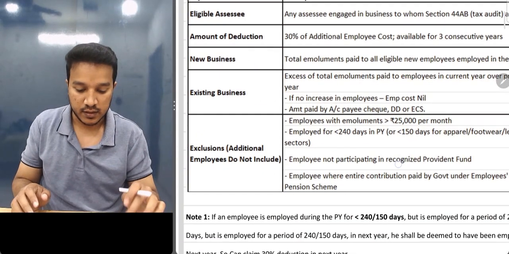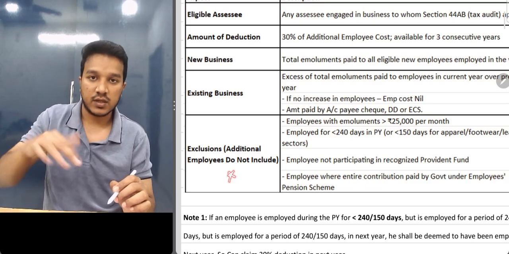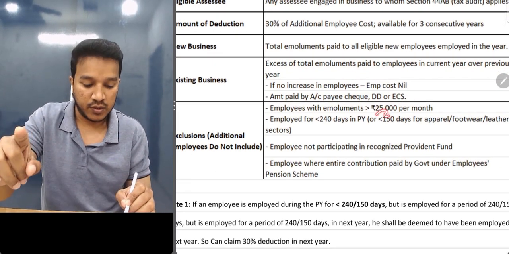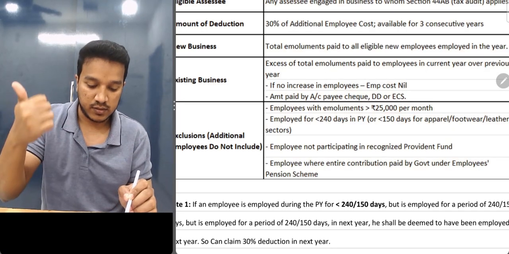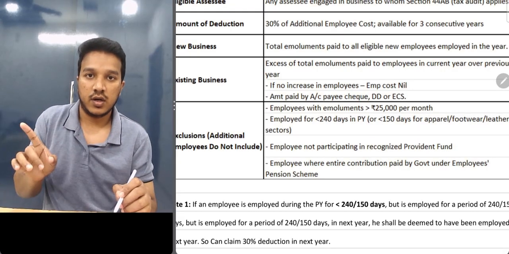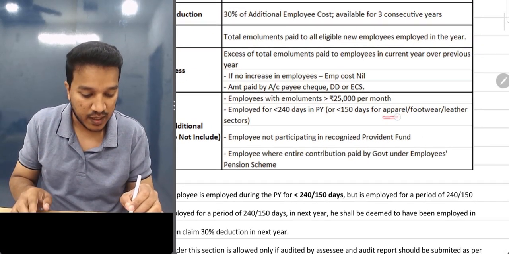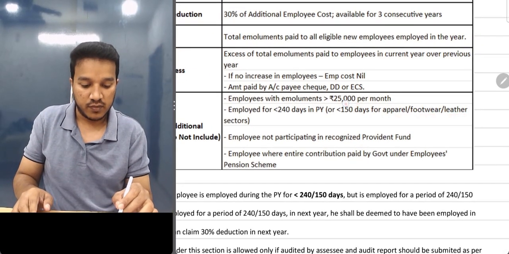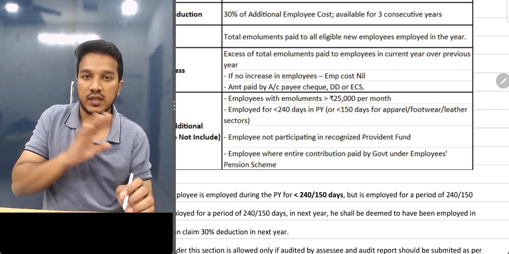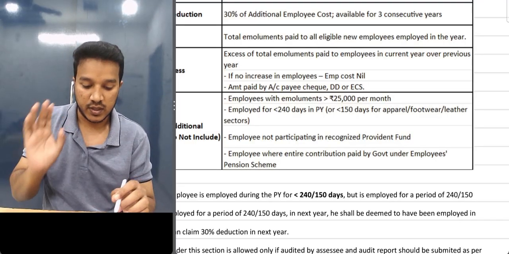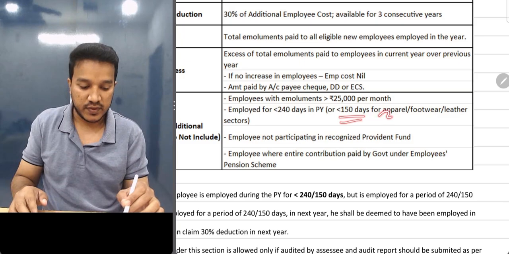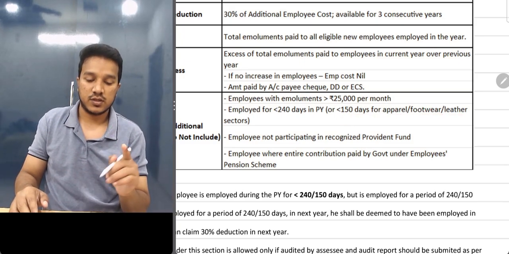Now what do you mean by eligibility? See, this is the most important. There are very good chances of questions coming from here, so listen carefully. If an employee's salary is more than 25,000, not eligible under this section. If they stay in the company for less than 240 days in the previous year, not eligible. For businesses like apparel, footwear and leather, the number of days falls short to 150 days. If they are in the company for less than 150 days, then they are not eligible for 80JJAA. They should be at least 240 days for other businesses and at least 150 days for apparel, footwear and leather business. Understood?